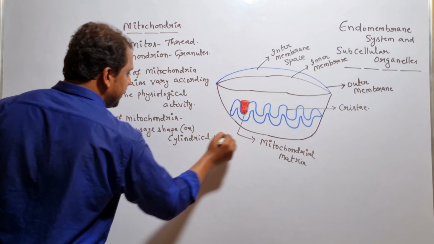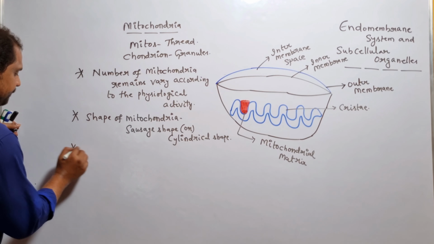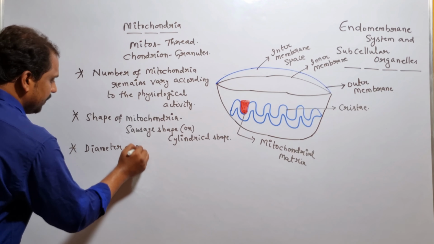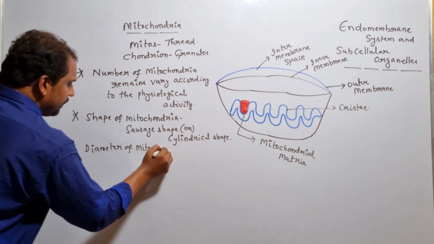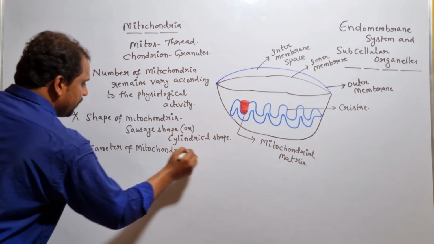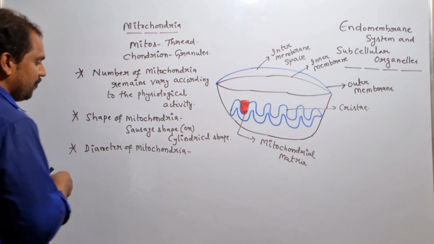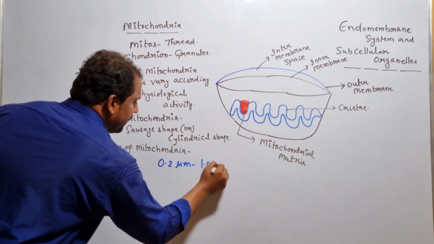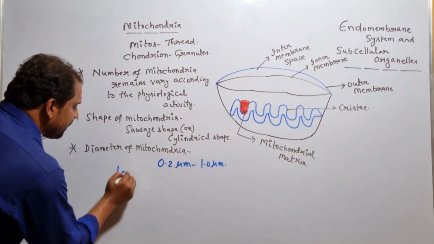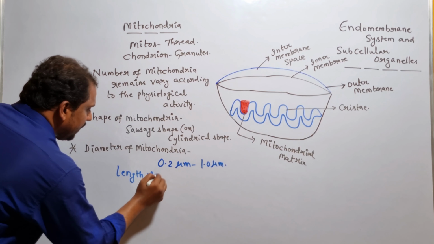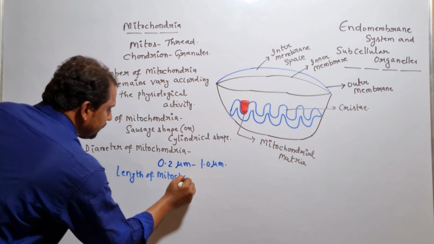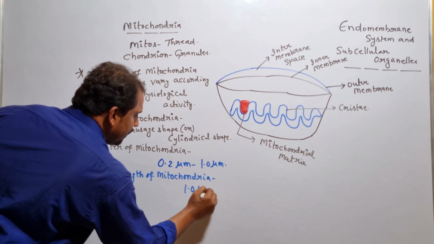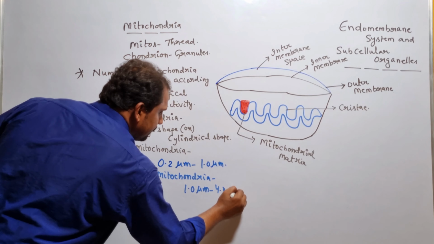And if we consider the diameter of the particular mitochondria, it ranges around 0.2 micrometers to 1 micrometer. And if we consider the length of the particular mitochondria, it ranges around 1 micrometer to 4 micrometers.